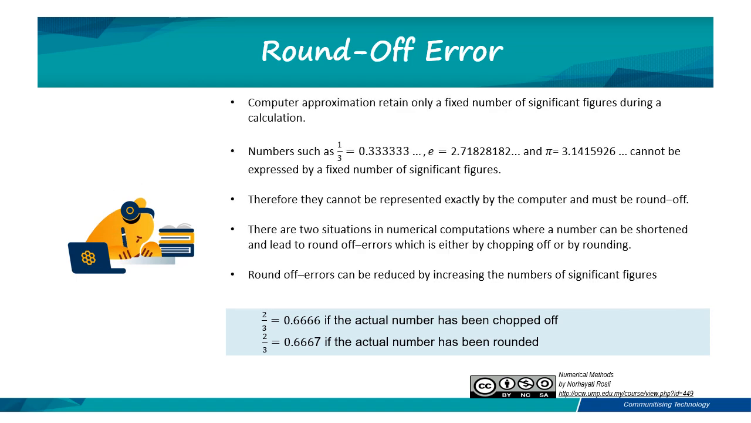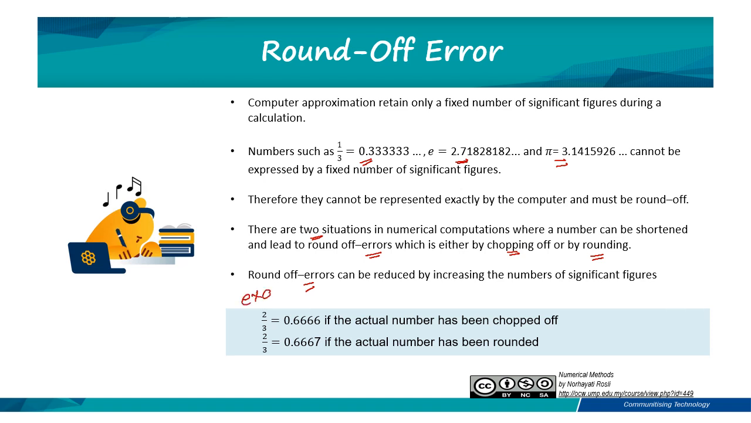Now we go to the introduction of round-off error. Numbers, for example 1 over 3 or pi, cannot be expressed by a fixed number of significant figures. Therefore, they cannot be represented exactly by the computer and must be rounded off. There are two situations in numerical computation when a number can be shortened and lead to round-off errors, which is either by chopping or by rounding. And for your information, round-off error can be reduced by increasing the number of significant figures.